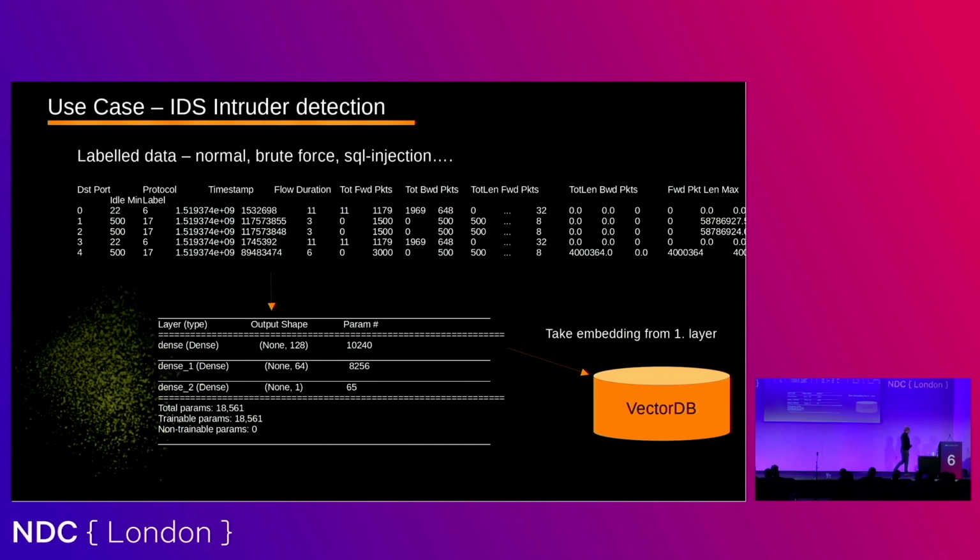Let's talk about some use cases that you can use vector databases with. There are actually a lot of use cases. One of the use cases I've figured out here, we'll see a lot more, is, for example, IDS, intruder detection. This is something that you can maybe use also on your projects and in your company as well.